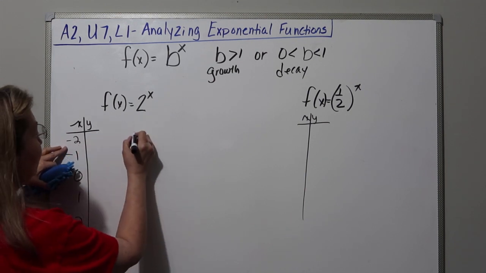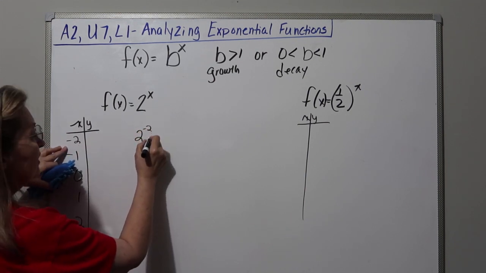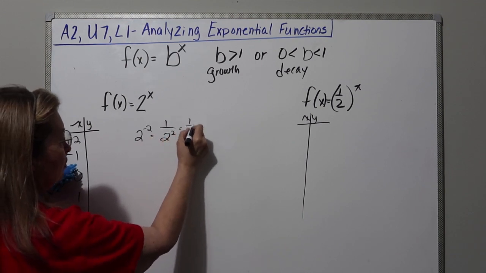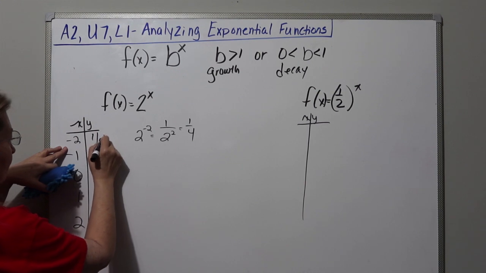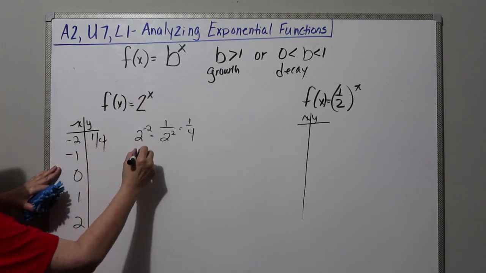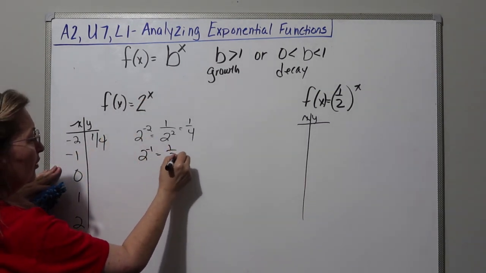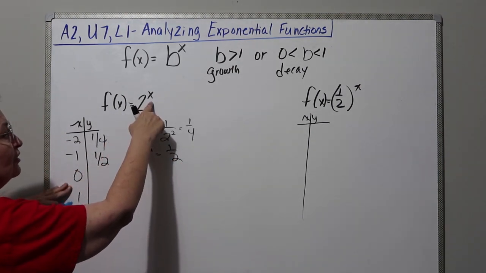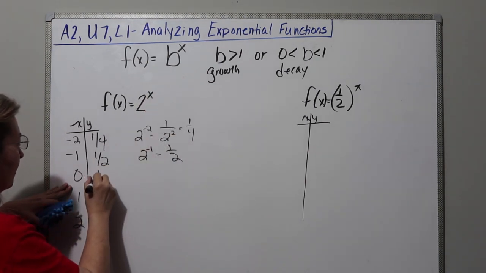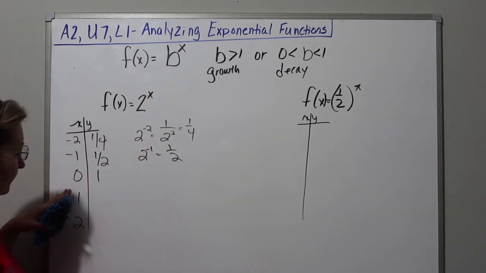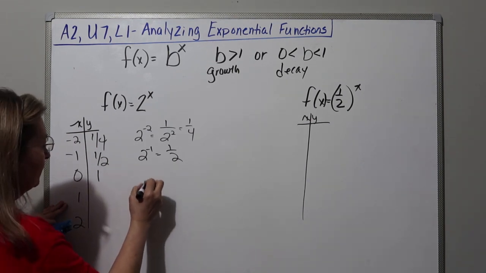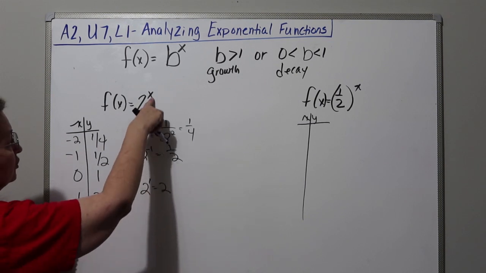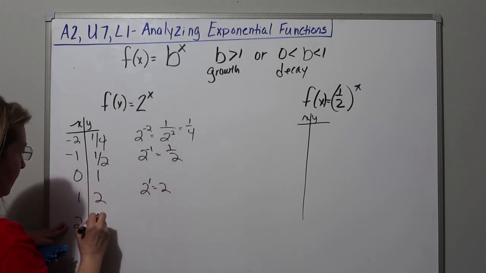Now remember, if I put -2 in, 2 to the -2 means I need to flip it, so I have 1 over 2 squared, which is 1/4. If I put -1 in, 2 to the -1 is just 1/2. If I put 0 in, 2 to the 0 power is 1. If I put 1 in, 2 to the first power is just 2. And if I put 2 in here, 2 squared is 4.